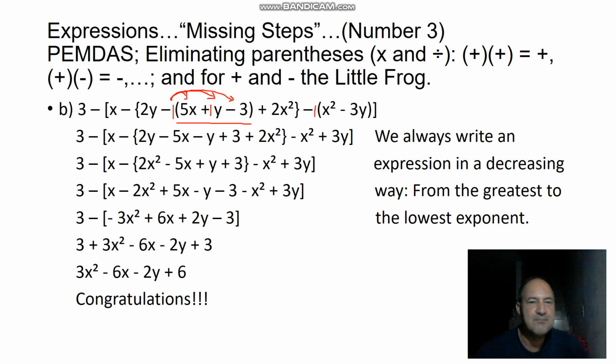Okay, next step, we need to join the like terms, and putting this will be the greatest term, the first term, because according to this we always write an expression in a decreasing way from the greatest to the lowest exponent. So this will be the first term, and then let's check out. We have this will be the number 2 because it's an x, and we don't have another exponent.